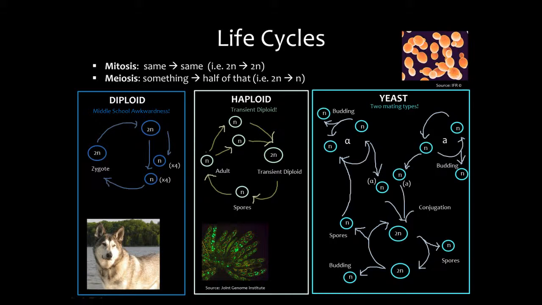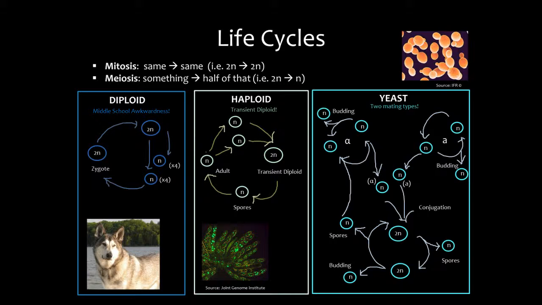You don't need to know that much about it for the class, but you should be aware that there are three main life cycles that you should know. Also, you should know the distinction between mitosis and meiosis, a topic that will be covered in the next video. Mitosis is where you go from the same to the same, so you go from 2n to 2n, 4n to 4n, etc. Meiosis is where you start with something and you end with half of that. For example, you start with 2n and go to n, or you start with 4n and go to 2n. There are three main life cycles that you should know.